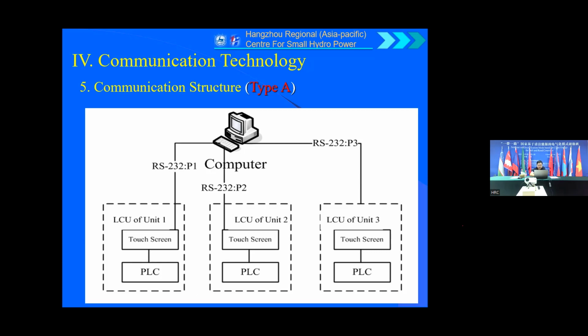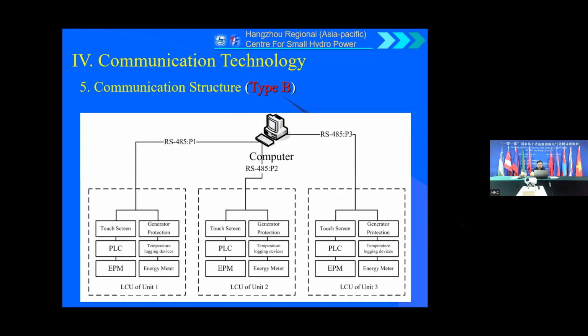It's hardly used because of the disadvantage of the RS-232 port. So in this case we will use RS-485 port for the communication. In this model, we can communicate with more devices from one port, so from one port we can get more information for the computer.